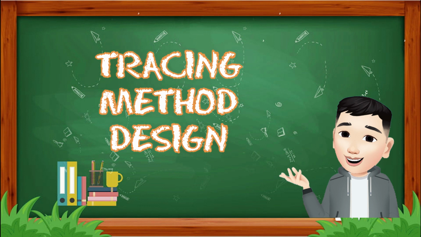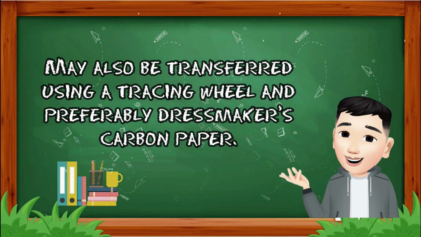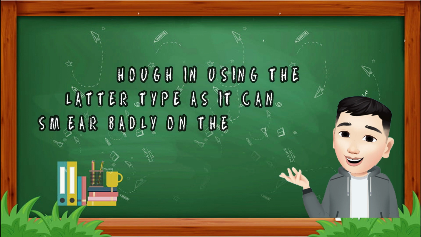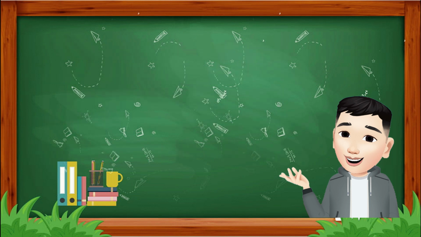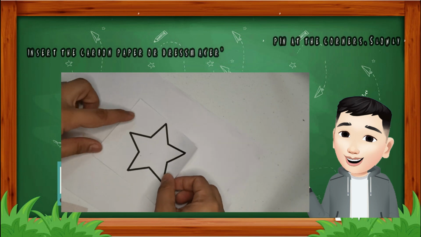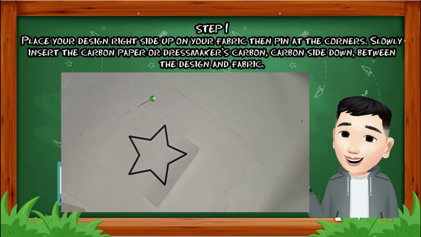Second method is the tracing method. Design may also be transferred using a tracing wheel and preferably dressmaker's carbon paper. Attention should be taken in using the latter type, as it can smear badly on the fabric. Remember to use light colors. Step 1. Place your design right side up on your fabric, then pin at the corners.